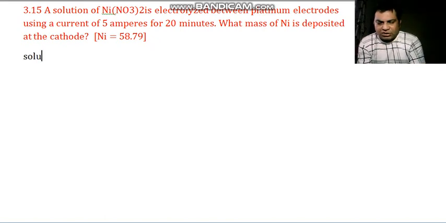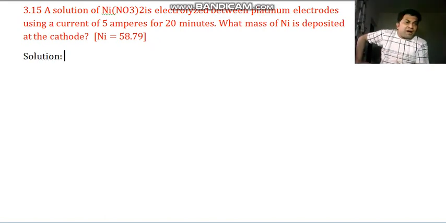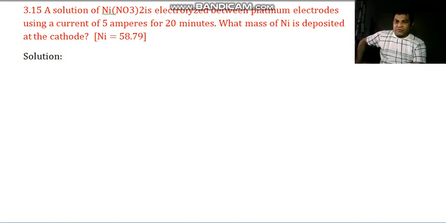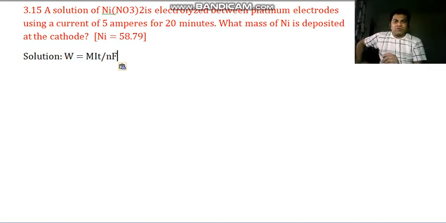So in solution, we are going to find out the mass, that is W, and you know, dear students, W is equal to MIT upon nF. So first we will put the formula W equals MIT upon nF. Now which values are provided to us? M is 58.79, it is given.